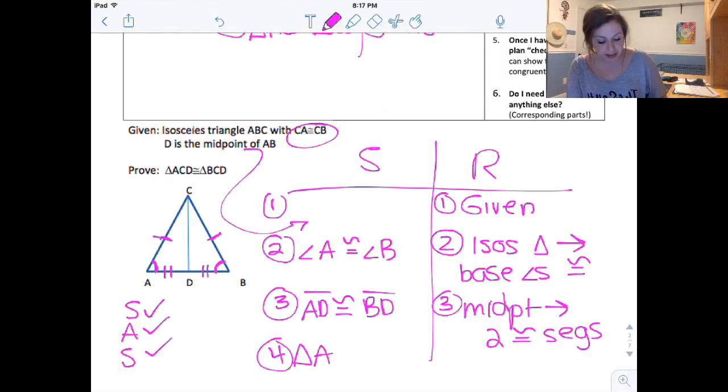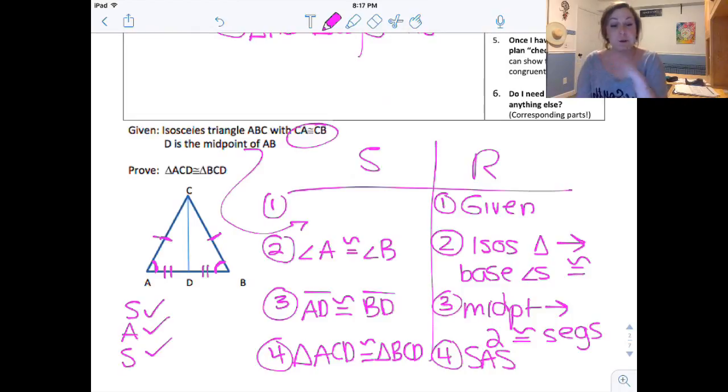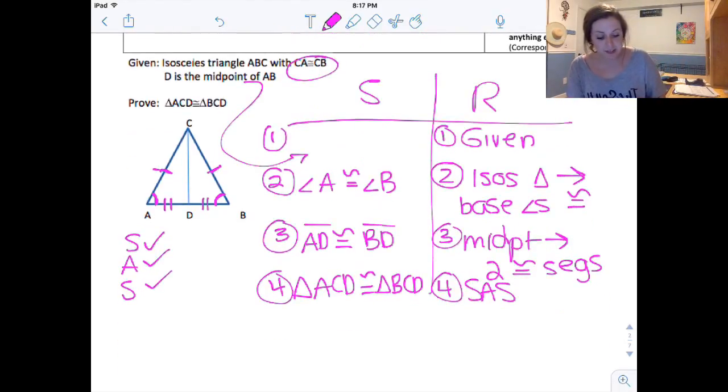So, triangle ACD is congruent to triangle BCD. And the reason for that was SAS. If you had done it with reflexive property, it would be SSS. And now I need to say to myself, okay, is that all I needed? Now, look at your proof statement. That is all that it asked me to prove, so that means I am done. I've shown what I needed to show.